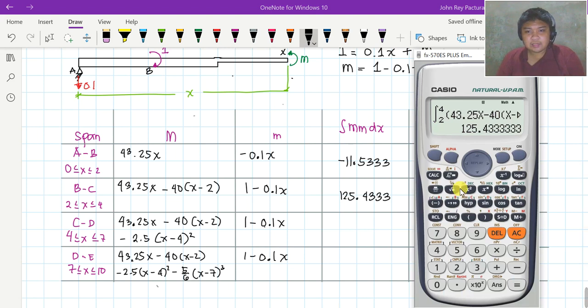So next, for the third one, we have 43.25x minus 40 times x minus 2, then minus 2.5 times x minus 4 squared. Okay? Our small m is 1 minus 0.1x, and our limit is from 4 to 6. Oh, 4 to 7, sorry. The answer will be 122.9625.